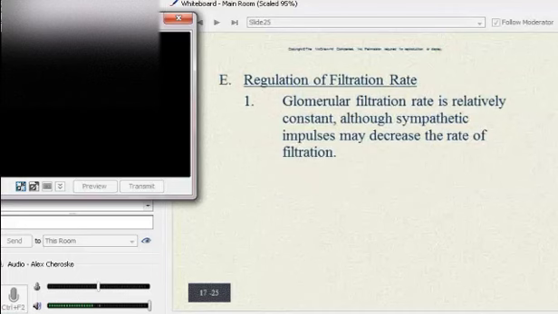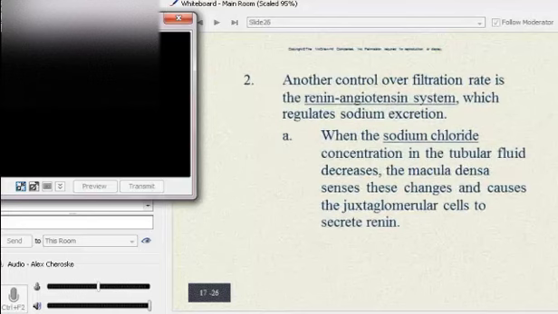So we said that the autonomic nervous system, particularly the sympathetic nervous system, is going to be able to control that on a regular basis to make sure that the filtration rate stays relatively constant. There's also another mechanism that the body can utilize in order to help maintain filtration as well as blood pressure, etc.